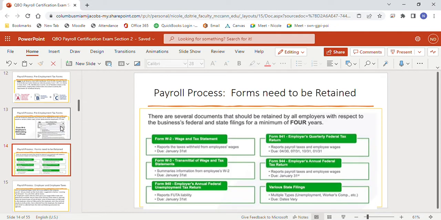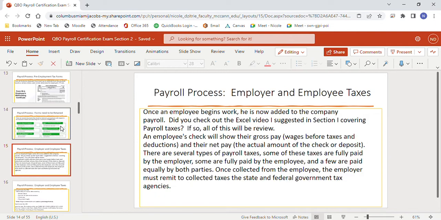Forms needed to be retained. So these are several documents that should be retained by all employers with respect to the business's federal and state filings for a minimum of up to 4 years. So for 4 years, you should have the W-2 forms, the W-3, which is the wages and tax statements, Form 940, we're going to look at all of these in a minute, Form 941, Form 944, and then any of your state filing documents. So employer and employee taxes.